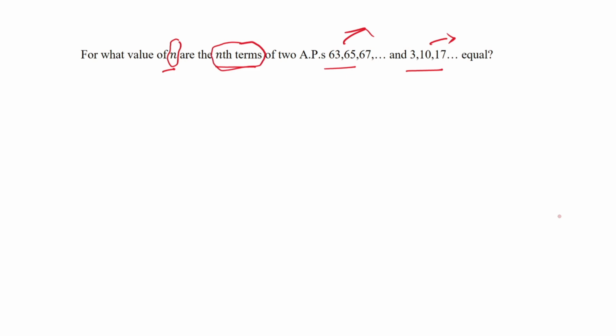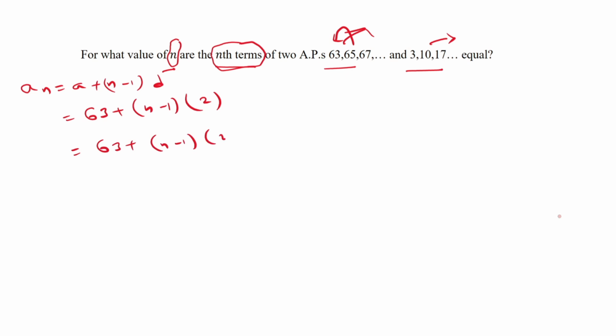So now let us check for the first arithmetic progression. I am applying the nth term formula for the first AP. An equals a plus n minus 1 into d, which equals, first term is 63 plus n, we don't know, into common difference, which is second term minus first term, right? That is 65 minus 63, it is 2, so it equals 63 plus n minus 1 into 2.